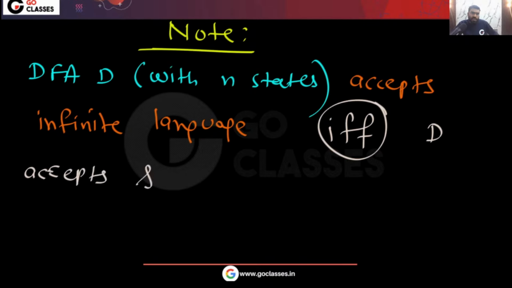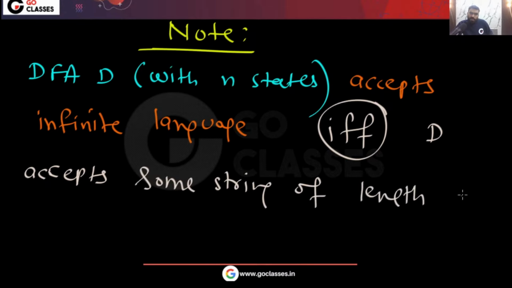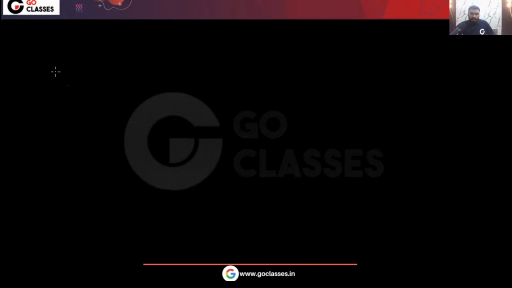some string of length greater than or equal to n. If and only if D accepts some string of length greater than or equal to n minus 1. Remember, the same statement I can also say with length greater than or equal to n. That is also fine. The same proof will work. Is this clear? Notice one thing, what I am telling you.